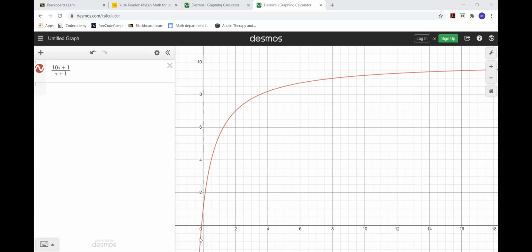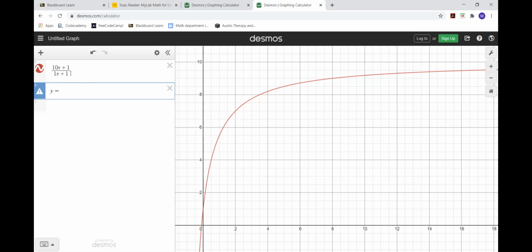Y'all can see this, right? Okay, yeah, I'm sharing. So this is the 10x plus 1 over x plus 1. We hadn't talked about it, but if I wanted to do a horizontal asymptote, what do you notice about the powers of these two things? Are they the same? Are they different? Is one larger than the other? They are the same. So this has an asymptote at y equals what?